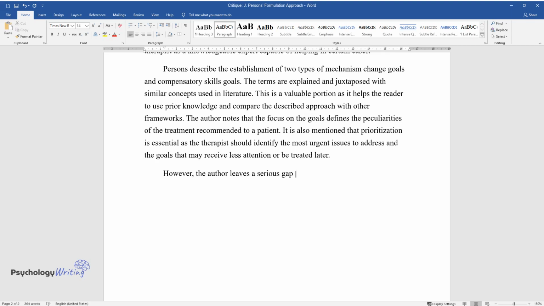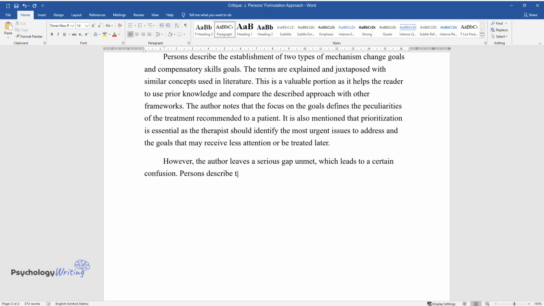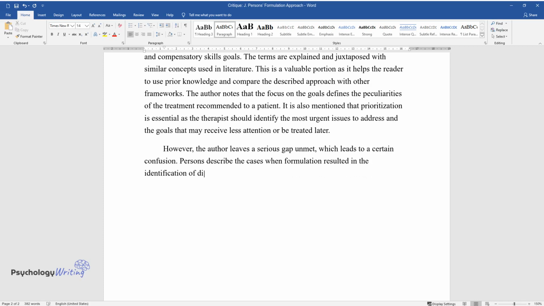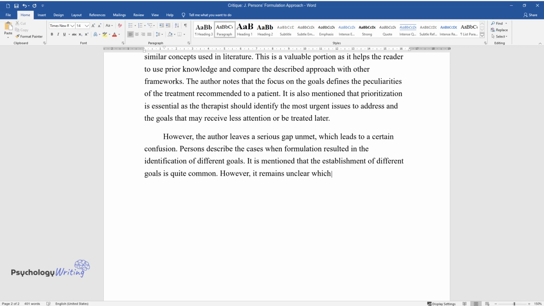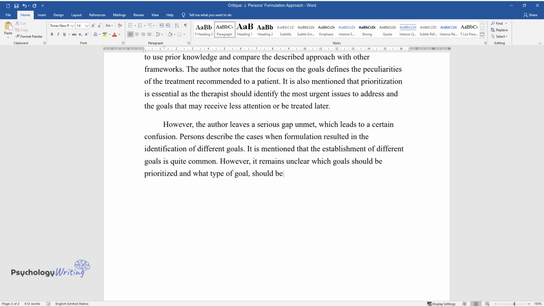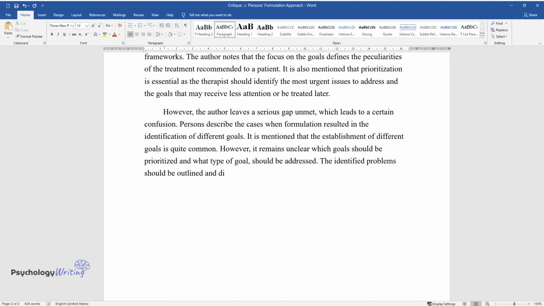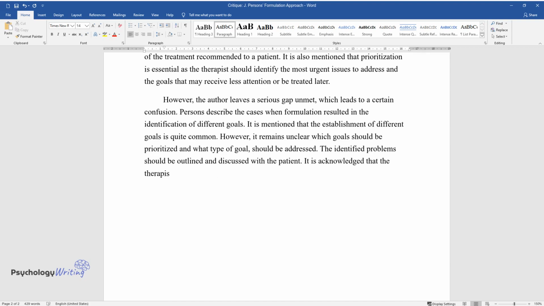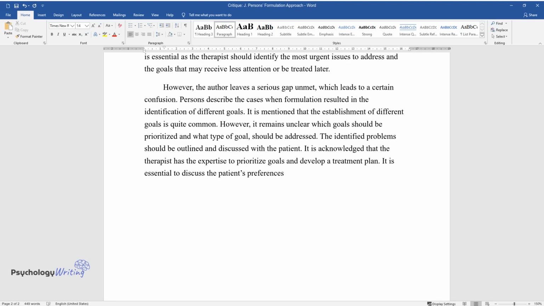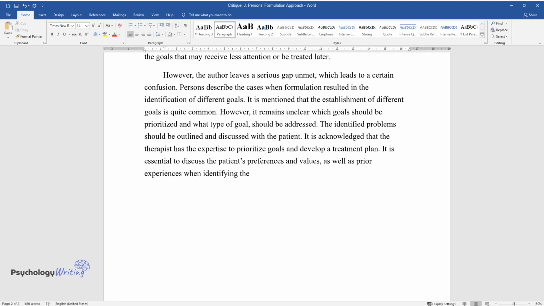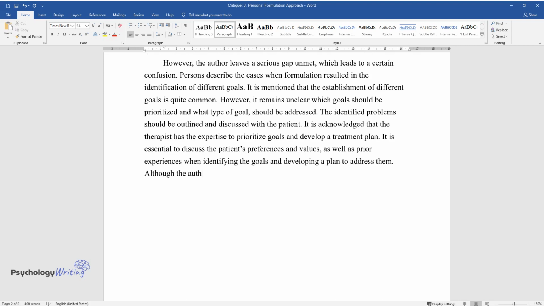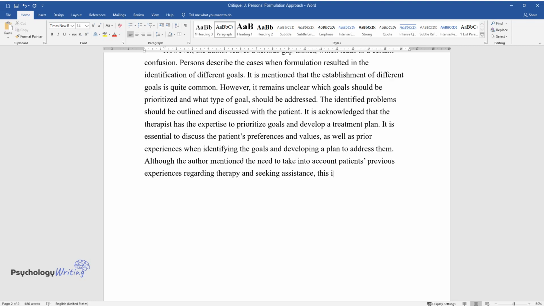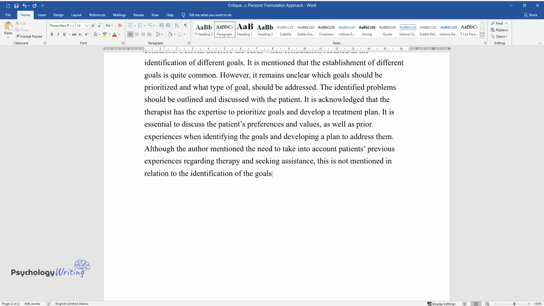However, the author leaves a serious gap unmet, which leads to a certain confusion. Persons describe the cases when formulation resulted in the identification of different goals. It is mentioned that the establishment of different goals is quite common. However, it remains unclear which goals should be prioritized and what type of goal should be addressed. The identified problems should be outlined and discussed with the patient. It is acknowledged that the therapist has the expertise to prioritize goals and develop a treatment plan. It is essential to discuss the patient's preferences and values, as well as prior experiences when identifying the goals and developing a plan to address them. Although the author mentioned the need to take into account patients' previous experiences regarding therapy and seeking assistance, this is not mentioned in relation to the identification of the goals.